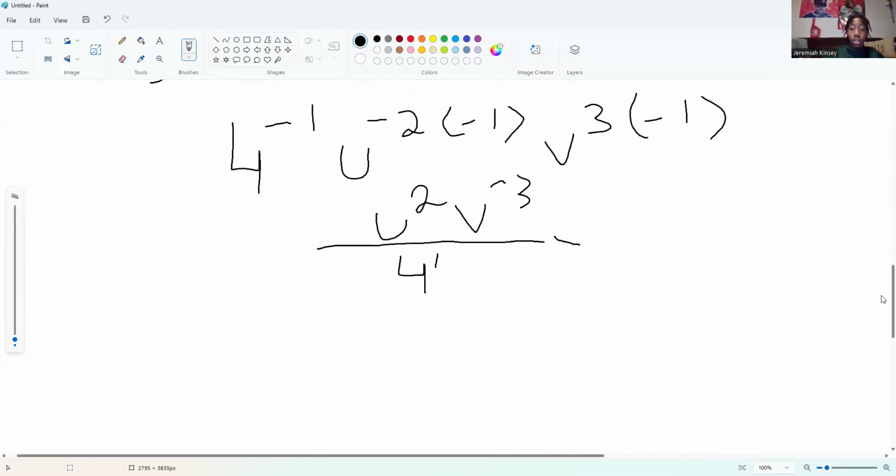So what we're going to do, equal sign. How do we get that negative exponent out of there? U squared all over 4, because 4 to the first power is 4, V to the third, right? And then it becomes the reciprocal, 1 over V to the third, right? Make sense? All right, good. We got 3 more problems, and then we're out of here.